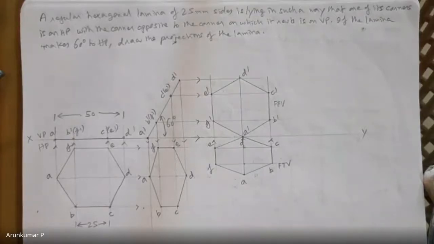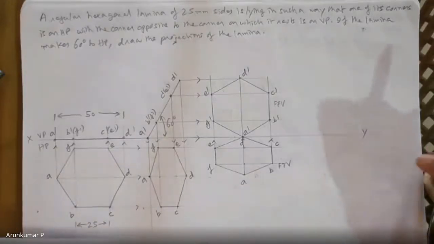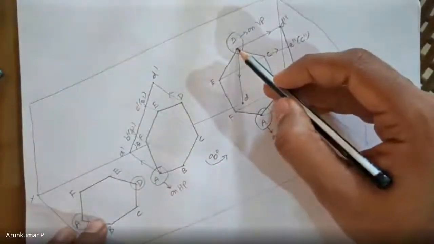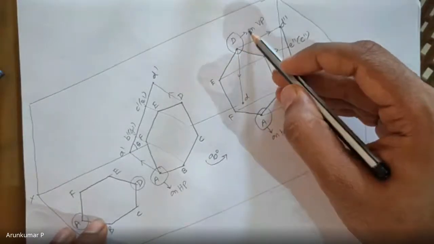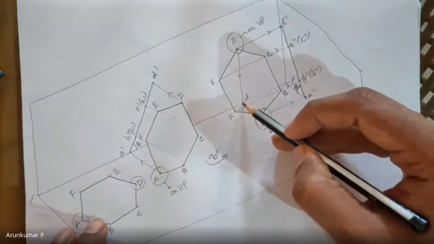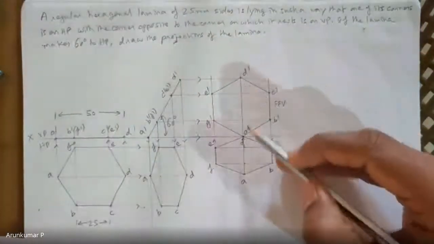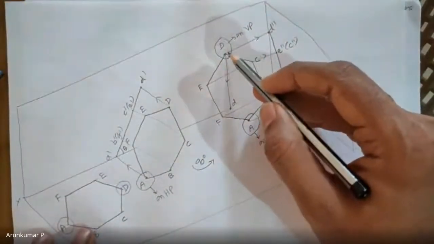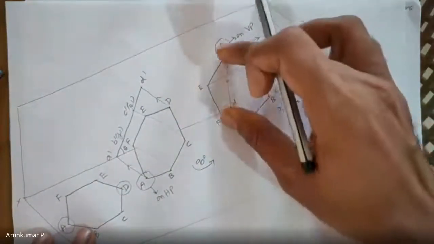Now, how to be sure that this solution is correct? You have to check a couple of points. First, D should be on VP. So if D should be on VP, then its top view, small d should be on XY line. You can see small d is on XY line. This is first. One more thing you can say: if D is on VP, then its front view D dash should be above XY line. You can see D dash is above XY line.